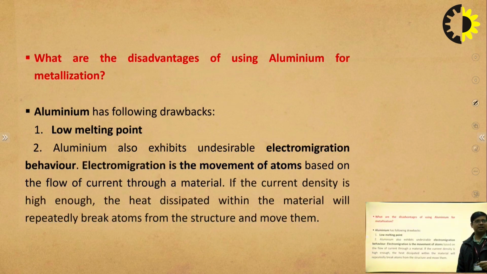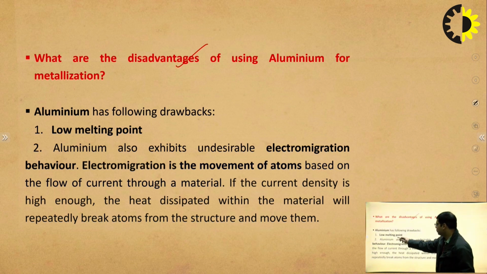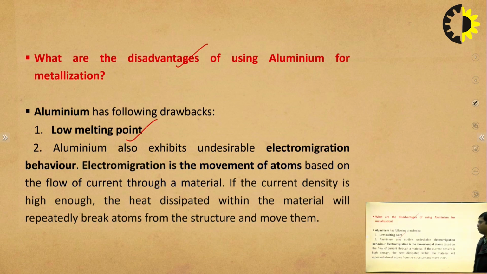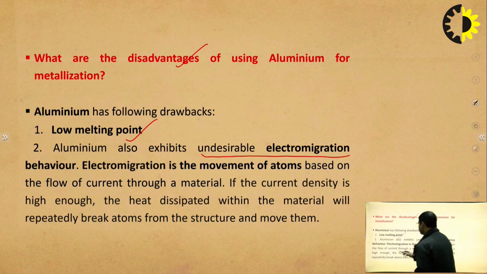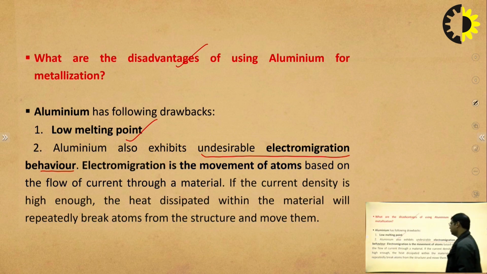Now in the next slide we will see what the disadvantages of aluminium are. As we discussed, it has a low melting point, that is one drawback, and the second drawback is that it has undesirable electromigration behavior. Electromigration is nothing but the movement of atoms based on the flow of current through a material. So this electromigration behavior is undesirable.